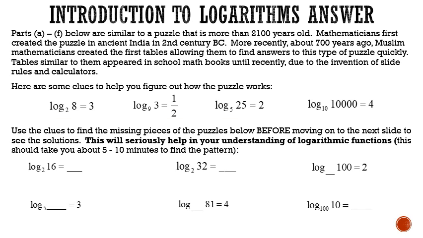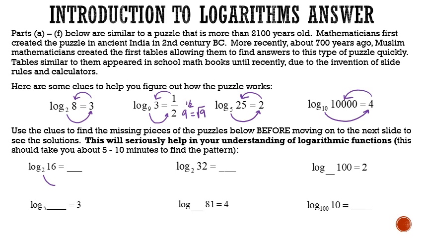In the last slide, hopefully you were able to see this pattern. 2 to the third power is 8. 9 to the 1/2 power is 3. Remember, anything to the 1/2 power is the same thing as the square root of that. 5 to the 2nd power is 25. 10 to the 4th power is 10,000. So a logarithm is essentially just a power.